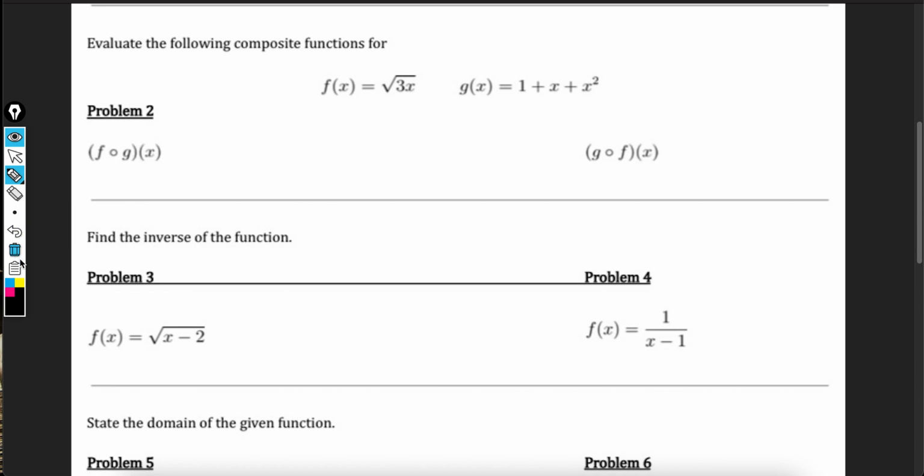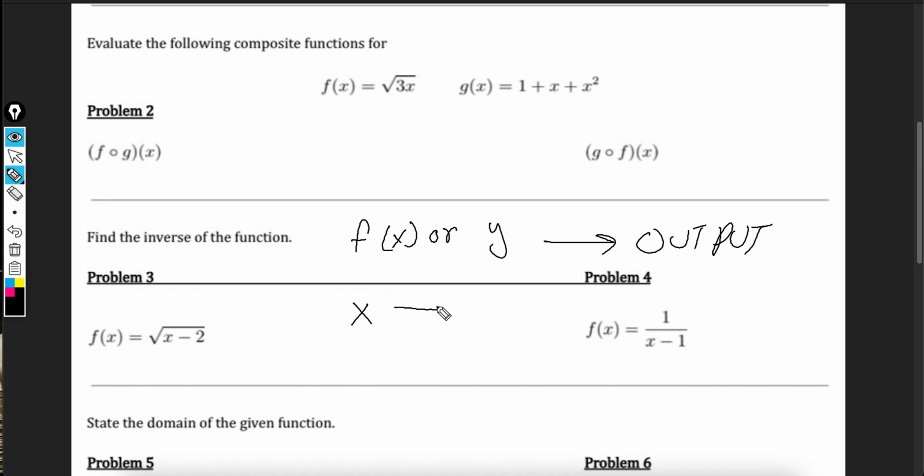That's all that's saying. To write the inverse, to my knowledge, all you have to do is swap out x's for y's and y's for x's. Why is that? Well, reason being is f of x or y equals output. So these are the same thing, f of x and y. So right now it's f of x, that's the same thing as y. When you have x, this equals input. So basically you just swap out x's for y's and y's for x's. That would be the inverse.